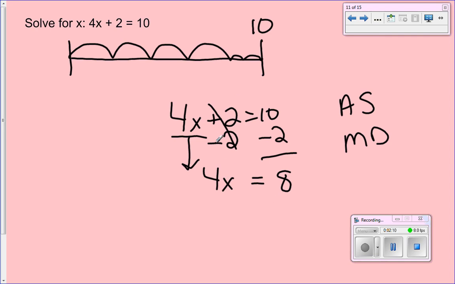I don't have to worry about the 2's anymore. They cancel, and it doesn't really make any sense to bring down a 0. So once they cancel out, I don't have to worry about them. But I do still have to worry about this 4x. So 4x is showing 4 times x. So we know in here we have a 4 times something to get to 8. So I'm going to divide by 4 to get x all by itself. So I'm going to cancel out my 4's, and I have x equaling 8 divided by 4, which is 2.